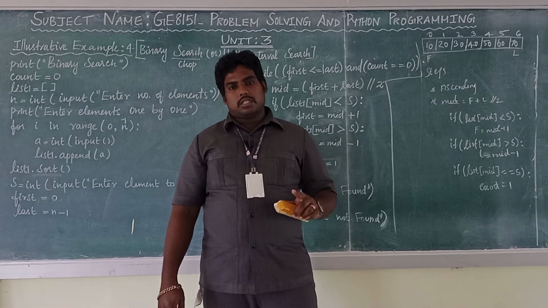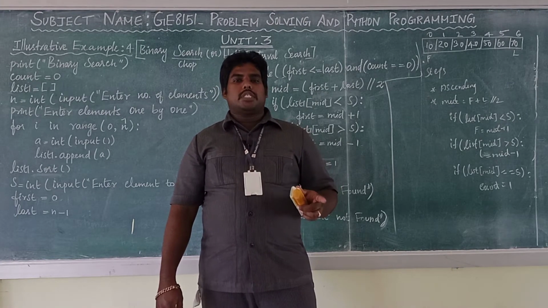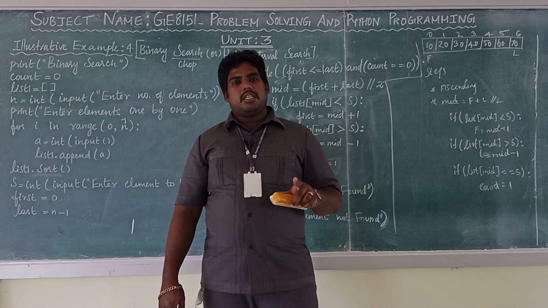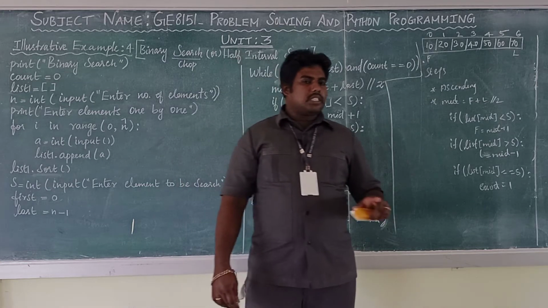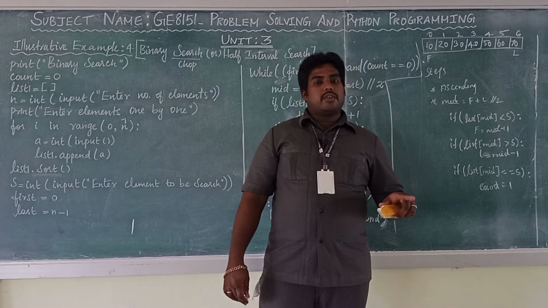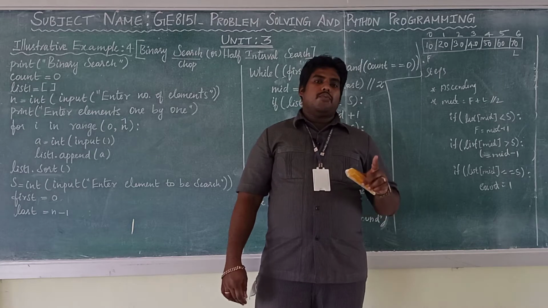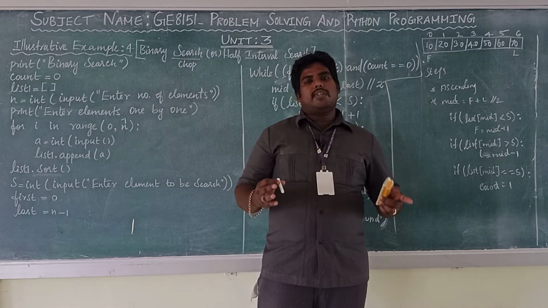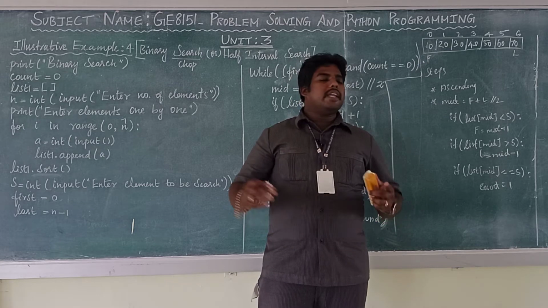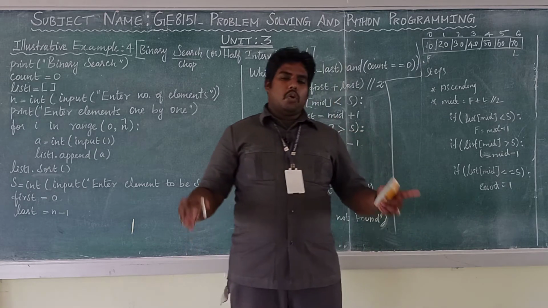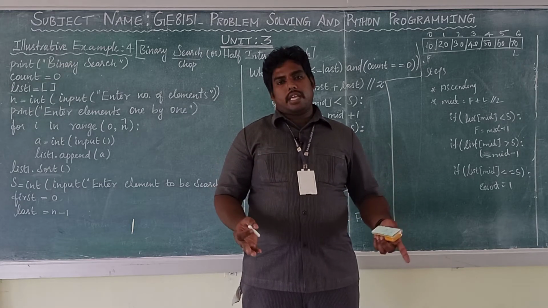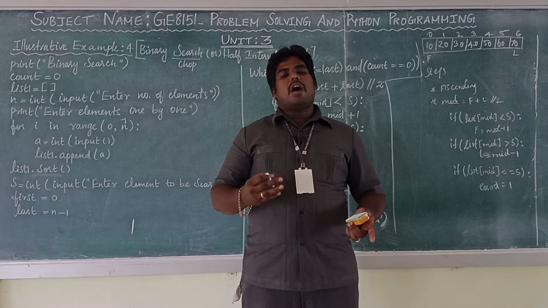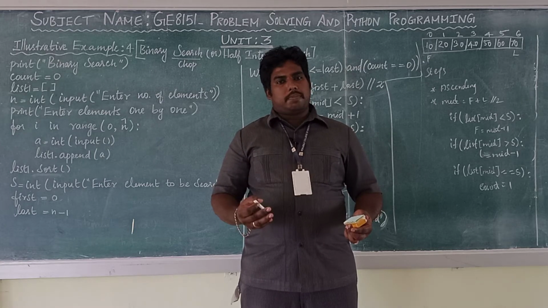In this video session, I am going to explain one of the important illustrative examples, that is binary search. In the previous video session I explained linear search. It's different from linear search. In linear search, we search the element linearly or sequentially. In binary search, we divide the list into two, and we check only one portion. That's the reason it is named binary search: the whole list is divided into two. The other names of binary search are half interval search or binary chop.